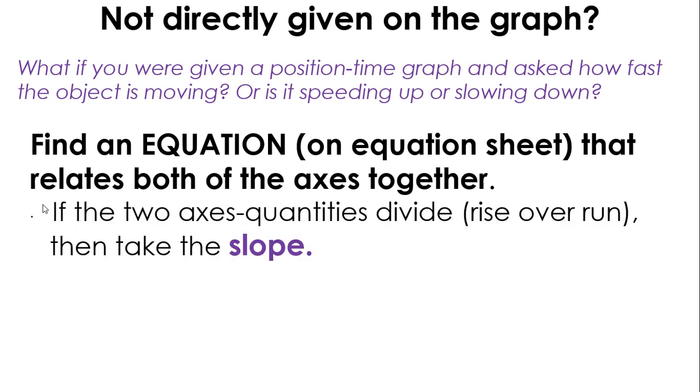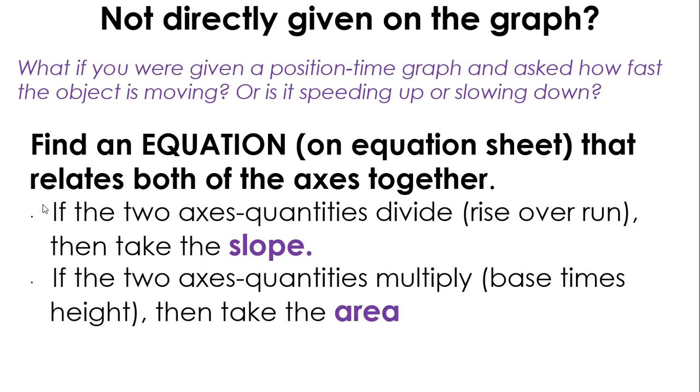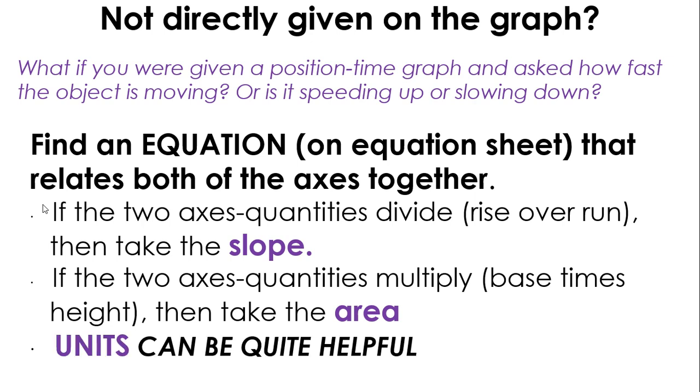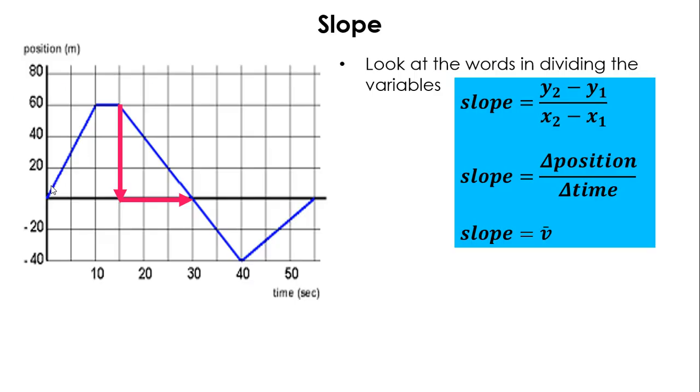From those equations, if you notice that your variables are being divided in the equation, then chances are that the slope will mean something for you. If in the equation those quantities are being multiplied, then chances are the area will mean something for you. And if you're not quite sure, then take a look at the units, whether you divide out the units or multiply out the units. Do they seem familiar to other units for quantities that we have discussed so far? So let's take a look at this.